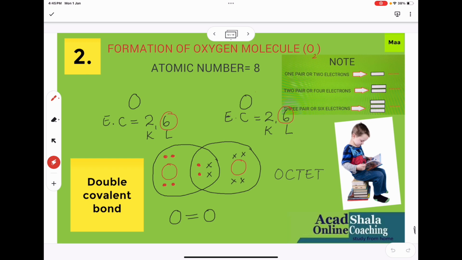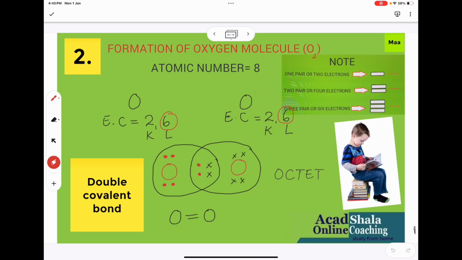When they were happy, they came to the conclusion that after sharing, we both have attained the stable gas configuration. Now let us check our mutual sharing. That means the bond formation also we have to show. So they say that I have 4 electrons in my sharing part. Both the oxygen atoms said that we have 4 electrons in our sharing part.